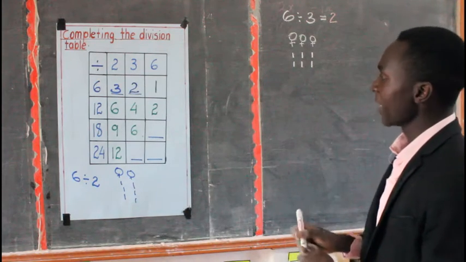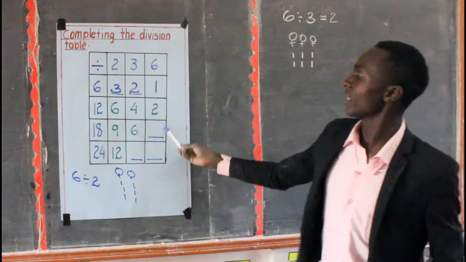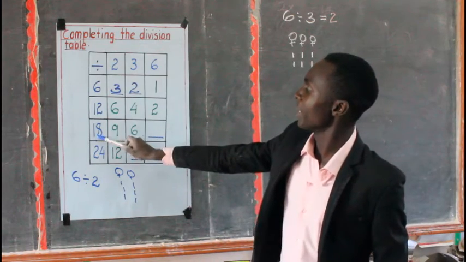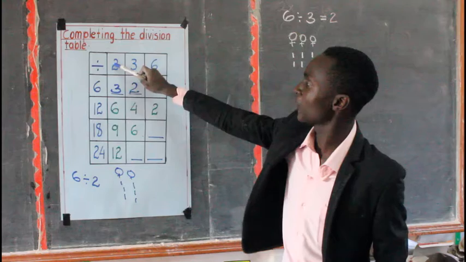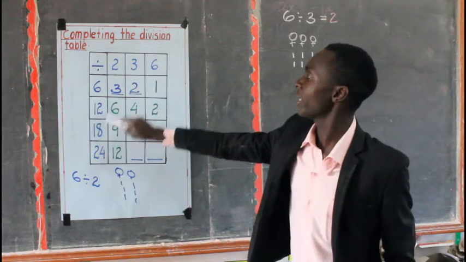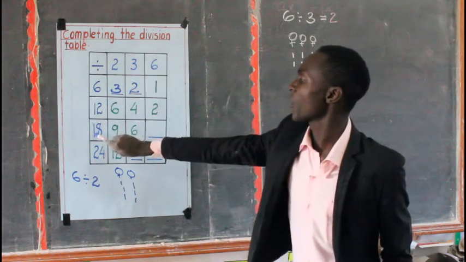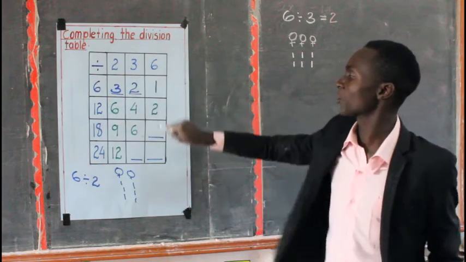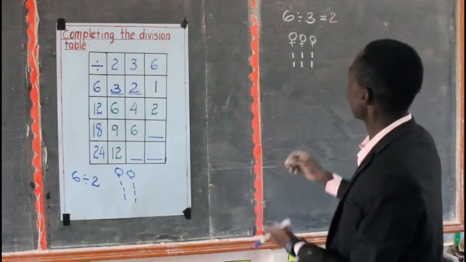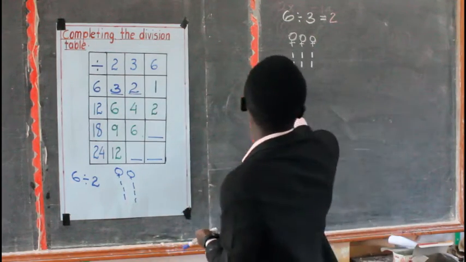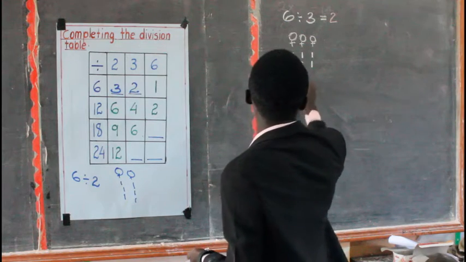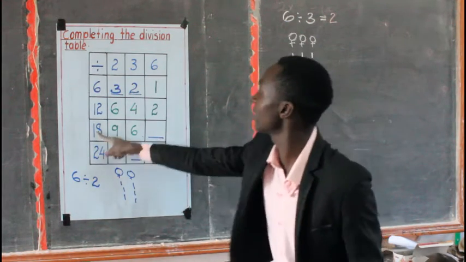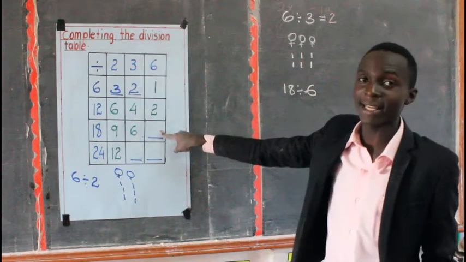Then we go to our next example or the next step. 18. They divided 18 by 2 to get 9. They divided 18 by 3 to get 6. Now we have to divide 18 by 6 to get the answer here. You say 18 divided by 6. What do you get?